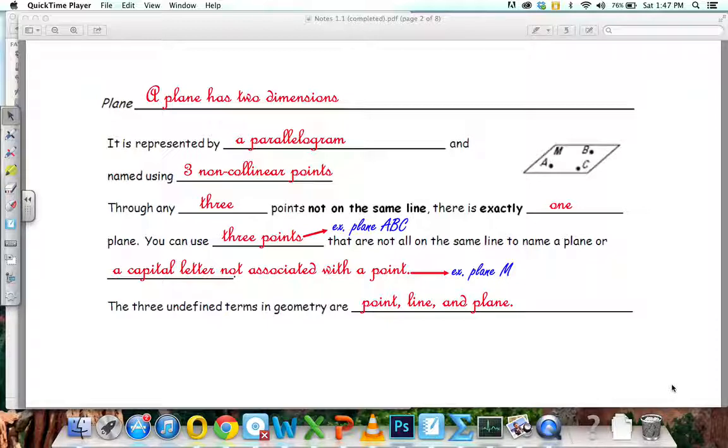And we name a plane using 3 non-collinear points. Non-collinear, non means not. Collinear means on the same line. So 3 points that are not all on the same line. And through any 3 points that are not on the same line, there is exactly one plane. And we can use those 3 points. So we could call this plane up here plane ABC. Notice how these each have a dot and a capital letter. So those are my 3 points. Or the other way to name a plane is to find a capital letter not associated with a point. So for example, M up here, and then we could call this plane M. And those are my 3 undefined terms, point, line, and plane.